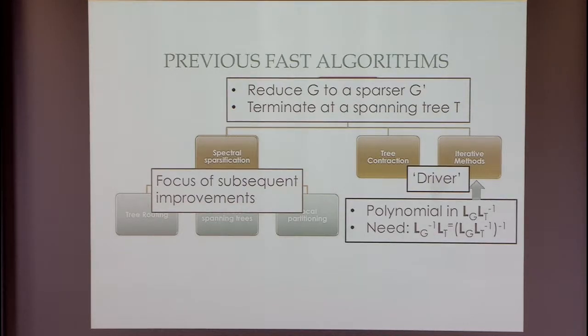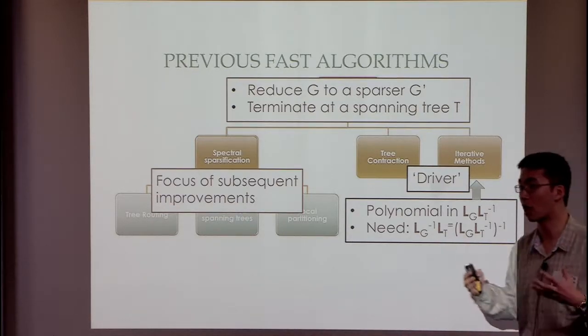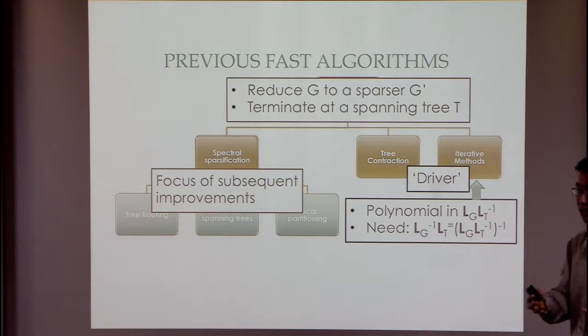And one way to think about this driver code is that once you unroll all the recursion, once you unroll all the cost savings, what it's really doing is generating a polynomial in LG-LT inverse. So generating a polynomial in the graph preconditioned by the final tree. And what we're trying to generate is just the inverse of this operator. So we have the graph times the tree inverse. We want to go from that to the tree times the graph inverse.